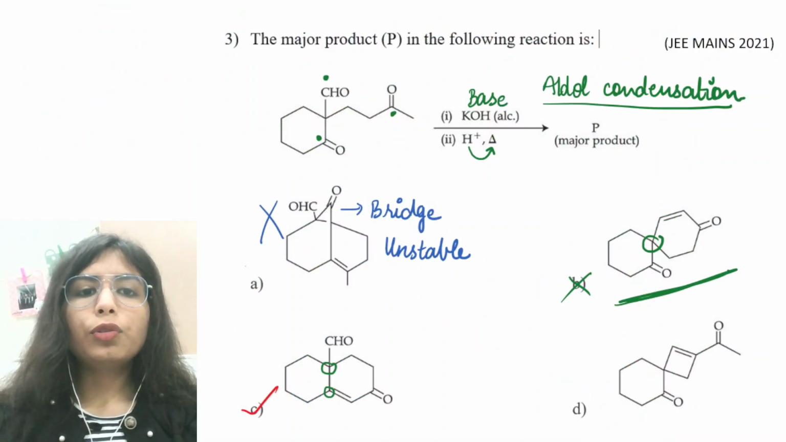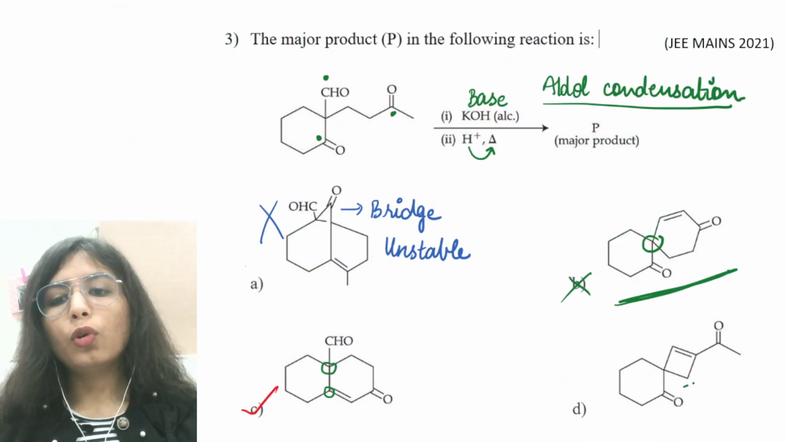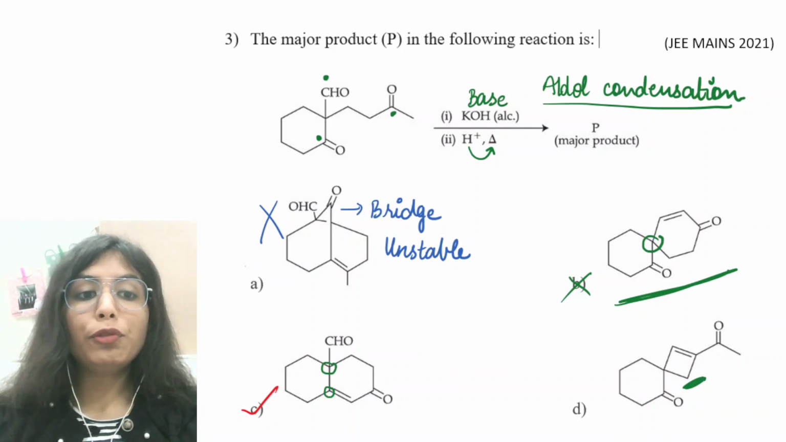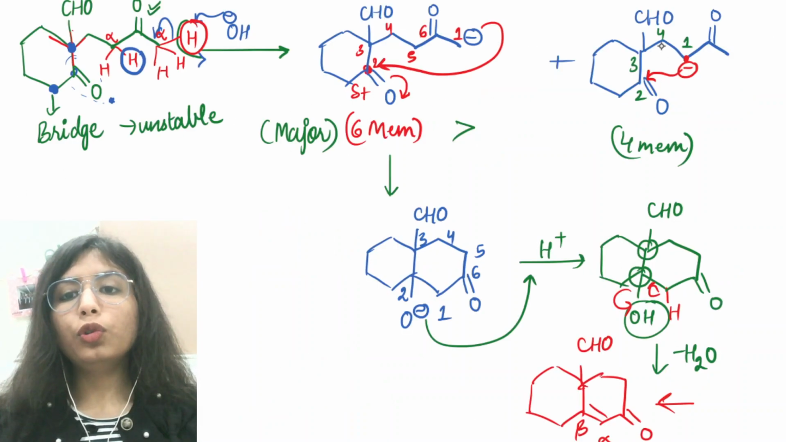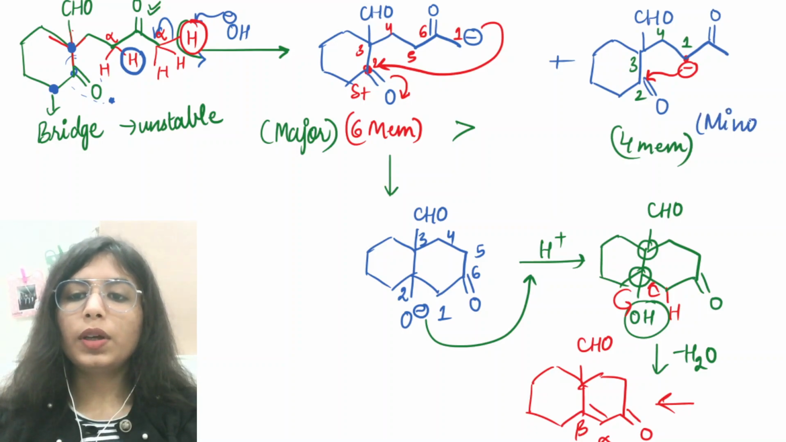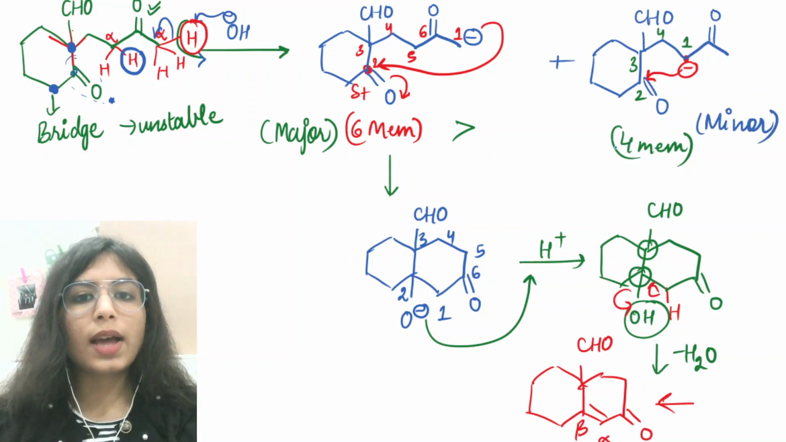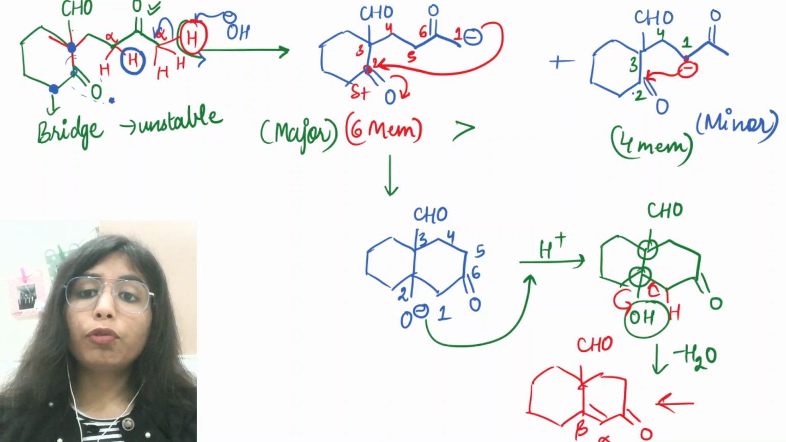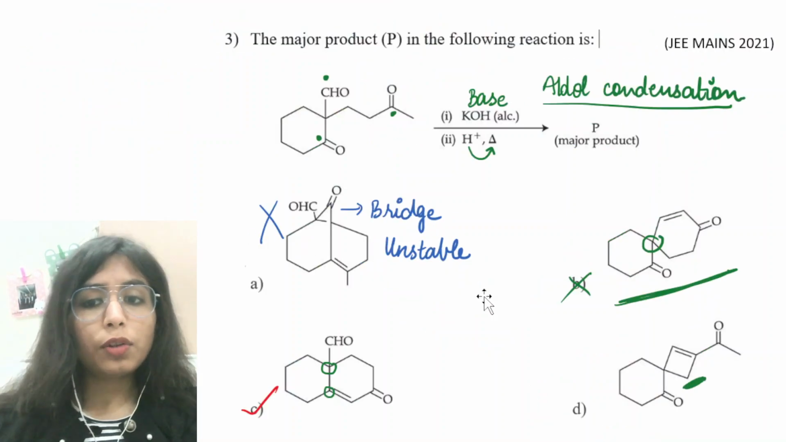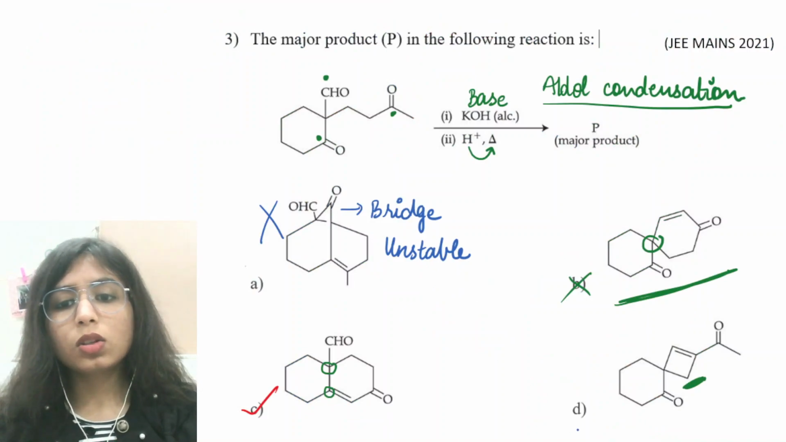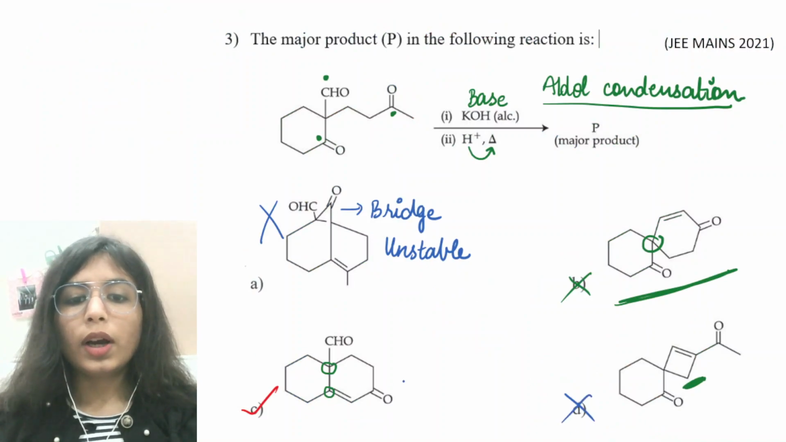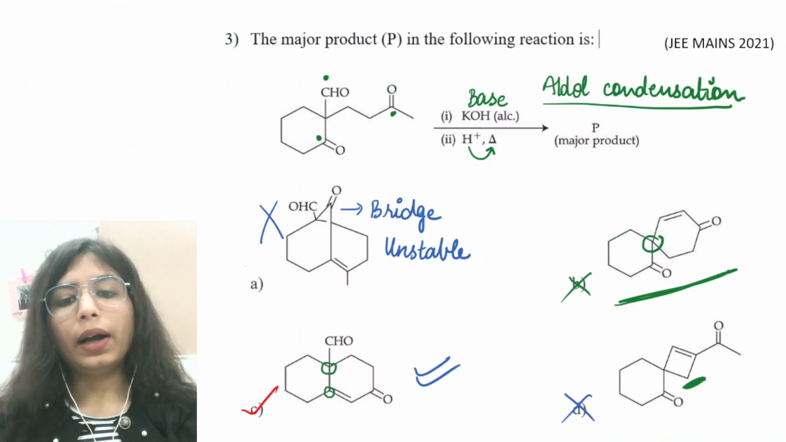Similarly, you can rule out the D part also, because here a 4-member ring is formed and that would be formed if you have removed this hydrogen. So this was your minor product. Since the major product is asked in the question, the 4-member ring would be the minor one. So this option is ruled out and hence it is also the incorrect one. So the correct option would be my C part.